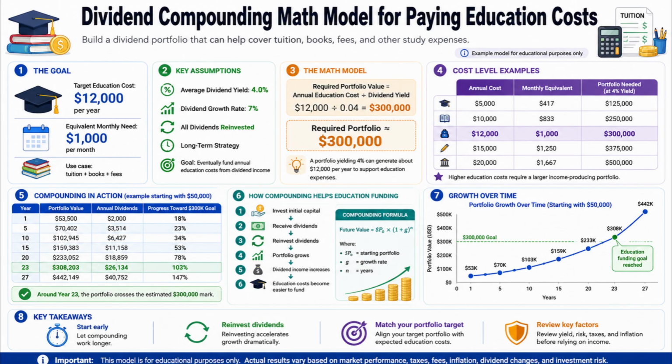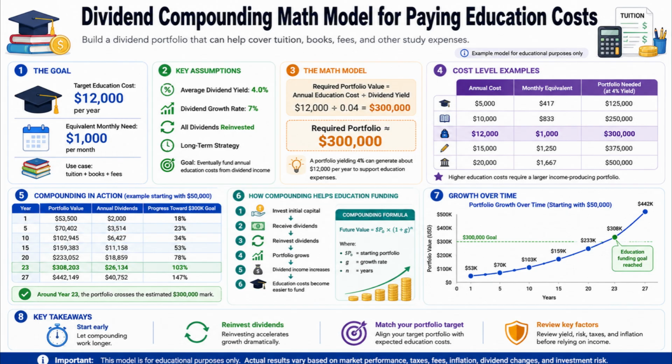Next, the model uses a few simple assumptions. The average dividend yield is 4%, the dividend growth rate is 7%, and all dividends are reinvested. This means the investor does not spend the dividends during the building phase. Instead, the dividends are used to buy more income-producing assets, which can help the portfolio grow faster over time.